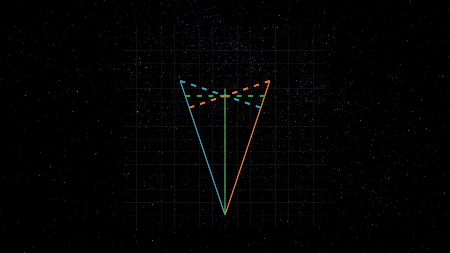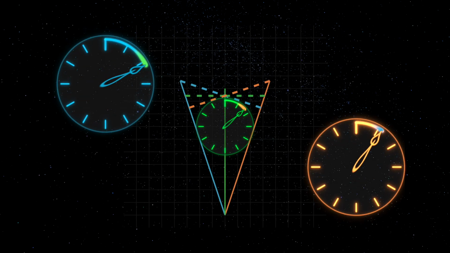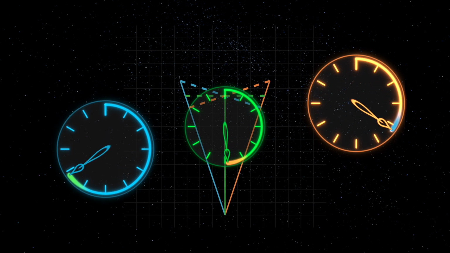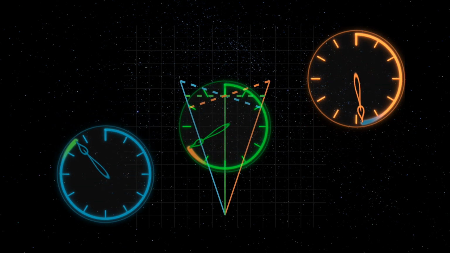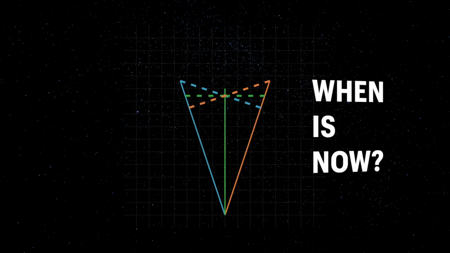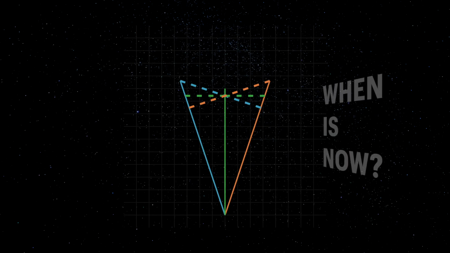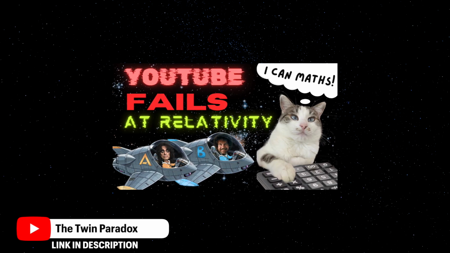The keynote is all clocks run independently. There is no objective or universal time. Likewise, there is no universal now. And this is the root of all the confusion. Does that mean time dilation isn't real? No, it is indeed real.